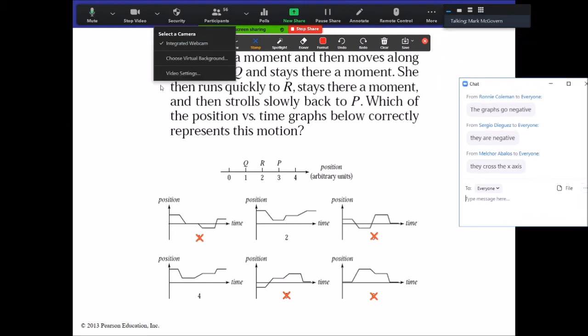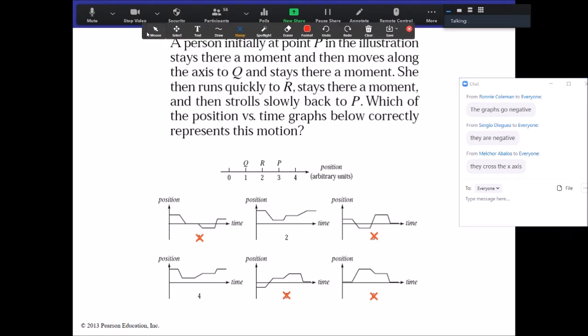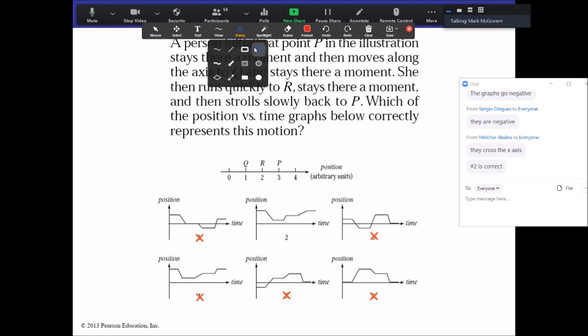Let's go back to our story and figure out what's happening here. We move along the axis to Q. That sounds like a casual thing that we did there, right? That should be kind of moderate in speed. Then we run quickly to R. It's 2. Sorry, 4. Nobody likes you. 2 is correct because it does match with the different speeds.